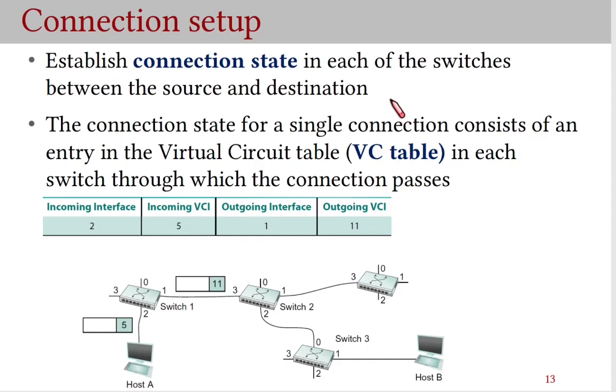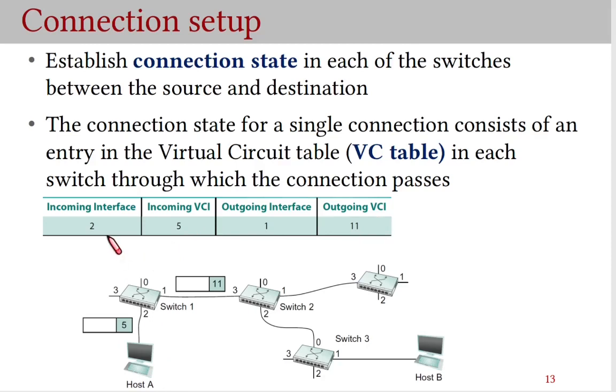In the connection setup phase, a connection state is established in each of the switches between the source and the destination. This connection state is maintained inside a table in each of the switches on the path, called the virtual circuit table or VC table. This state looks something like this. It has 2 pairs: incoming interface and incoming VCI, and outgoing interface and outgoing VCI.